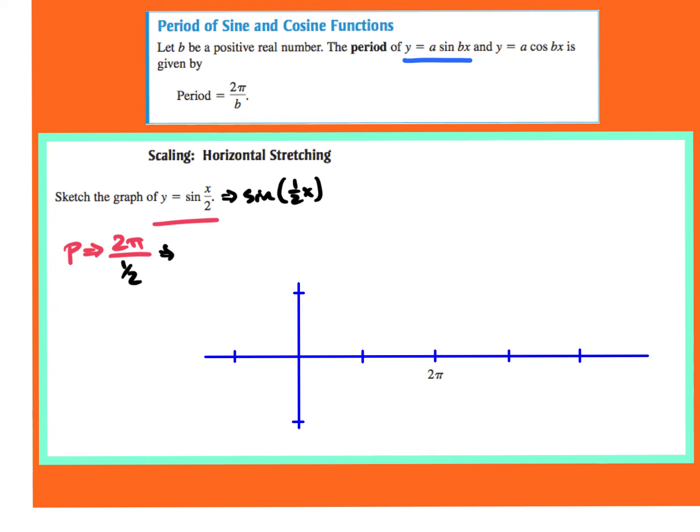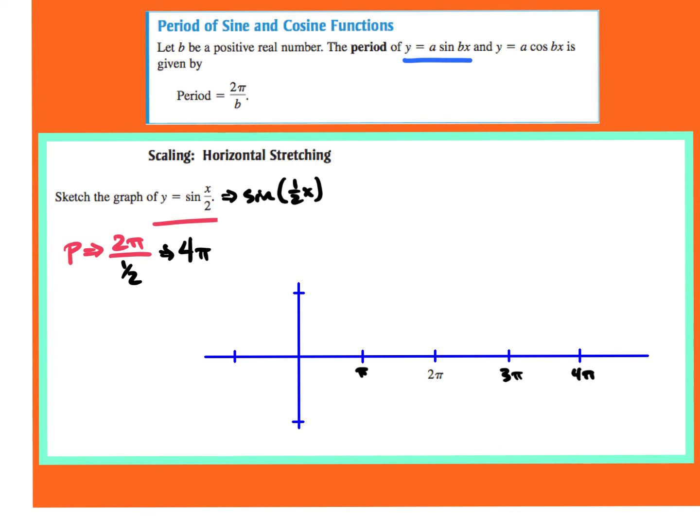Well, when we divide by a fraction, what would I suggest you do? You multiply by its reciprocal. So instead of dividing by 1/2, I'm really multiplying by 2. So what's my period? 4 pi. So this function of sine of x over 2 is actually going to complete its cycle in 4 pi. A normal one completes it in 2 pi. But now this one's going to complete its cycle in 4 pi.